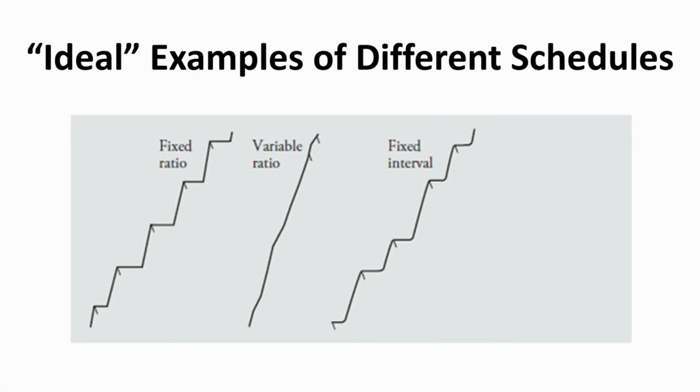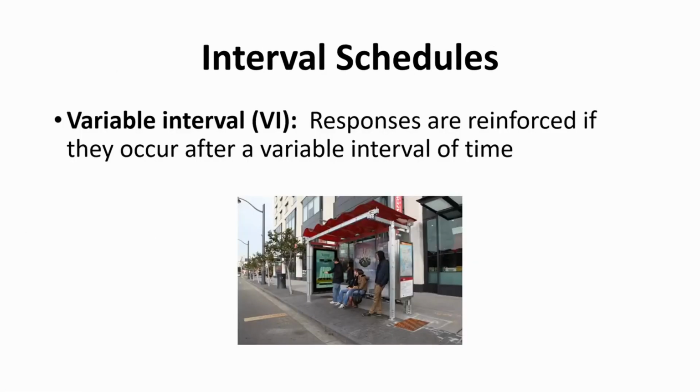And the last of our four basic interval schedules is the variable interval schedule, or VI schedule. This is when responses are reinforced if they occur after a variable interval of time. Again, after a certain amount of time has passed, but we're taking the average amount of time, and it might be longer, it might be shorter.